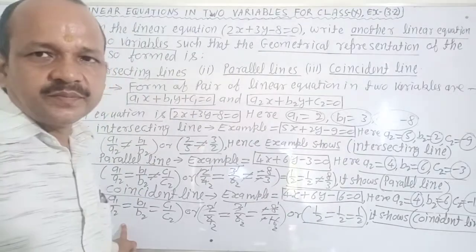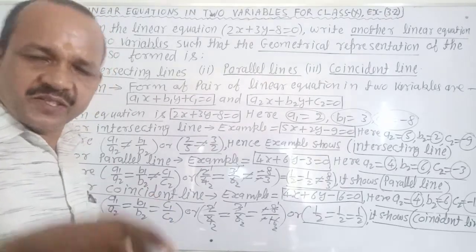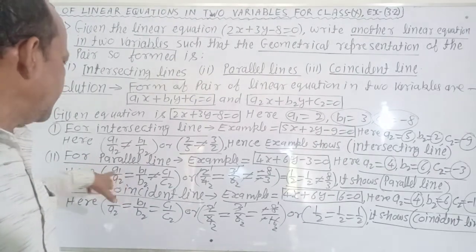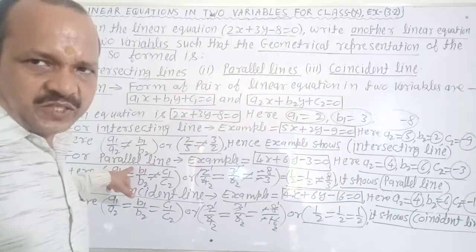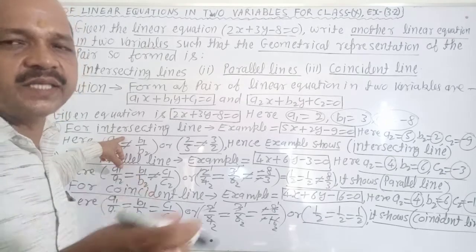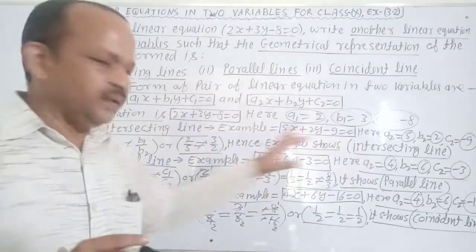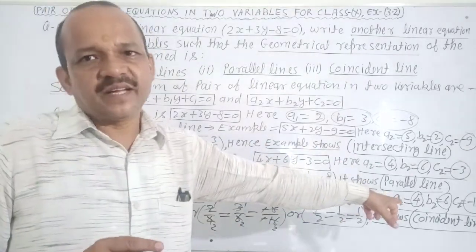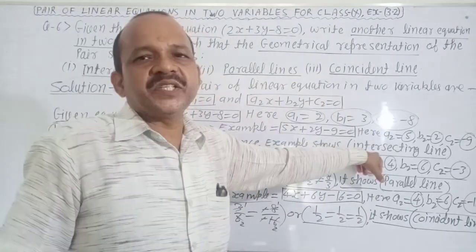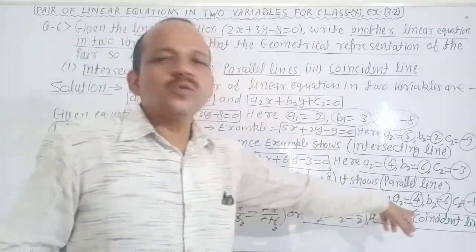It is form of pair of linear equation in two variables for coincident line. Clear? It is form of pair of linear equation in two variables for parallel lines. It is form of pair of linear equation in two variables for intersecting line. Clear? It means it shows intersecting line, it shows parallel line, and it shows coincident line. First example shows intersecting line. Second example shows parallel line. Third example shows coincident line.